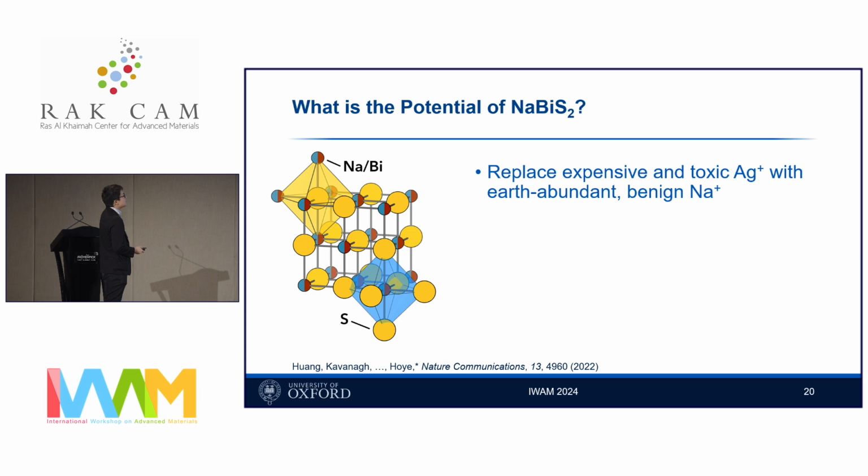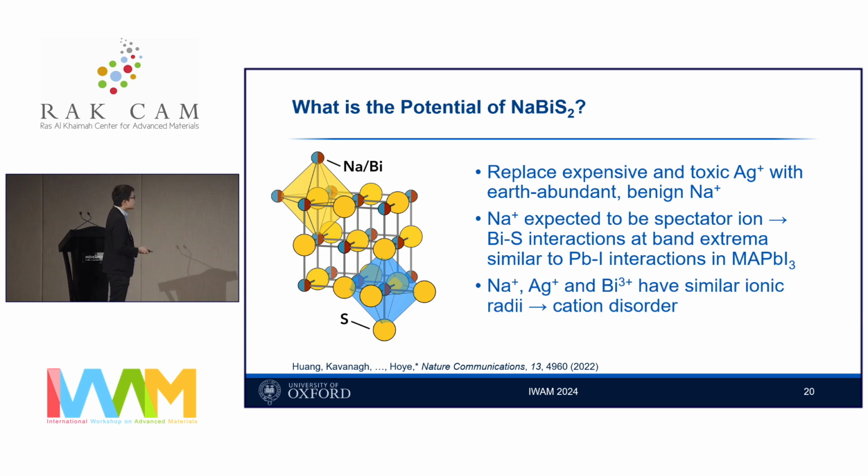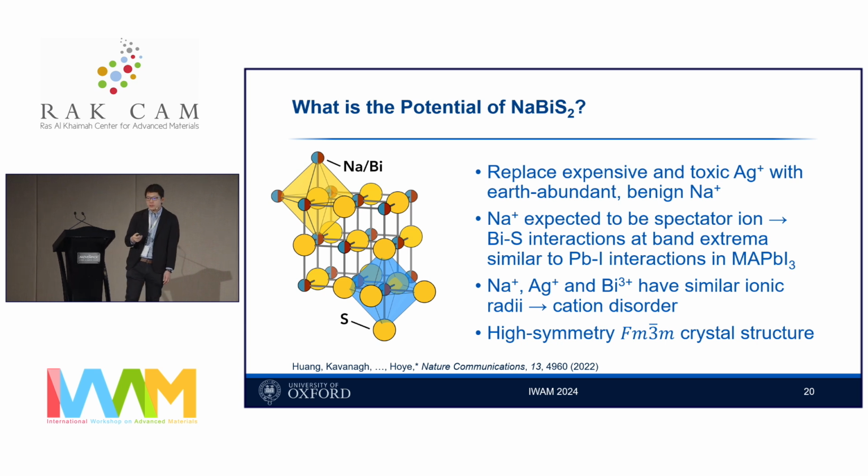So we're interested to investigate this material because of using benign and abundant sodium, as I mentioned, but also because we're interested in looking at these materials from the perspective of defect tolerance. And sodium we expect to act as a spectator ion at the band extrema. So unlike silver, we don't expect it to contribute any states to the band extrema. And therefore, we mostly have bismuth-sulfur interaction, which is qualitatively similar to the electronic structure of perovskites. At the same time, sodium and silver have the same ionic radii, and that means we get this high symmetry crystal structure, which is quite different to the low symmetry crystal structures that we find quite often with bismuth halide compounds.